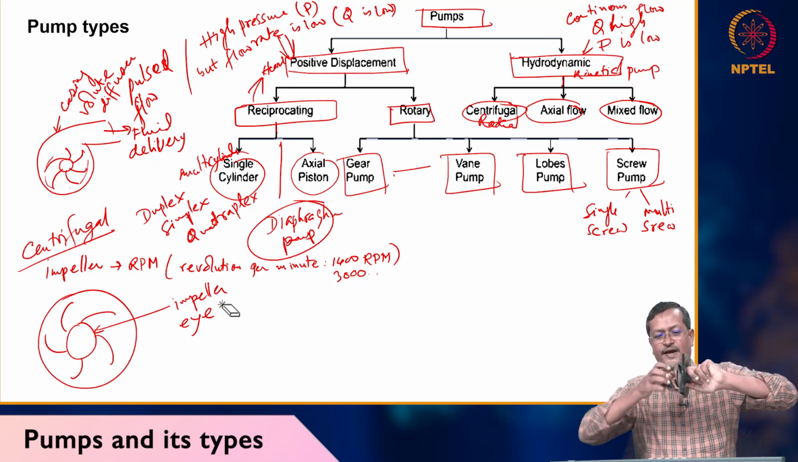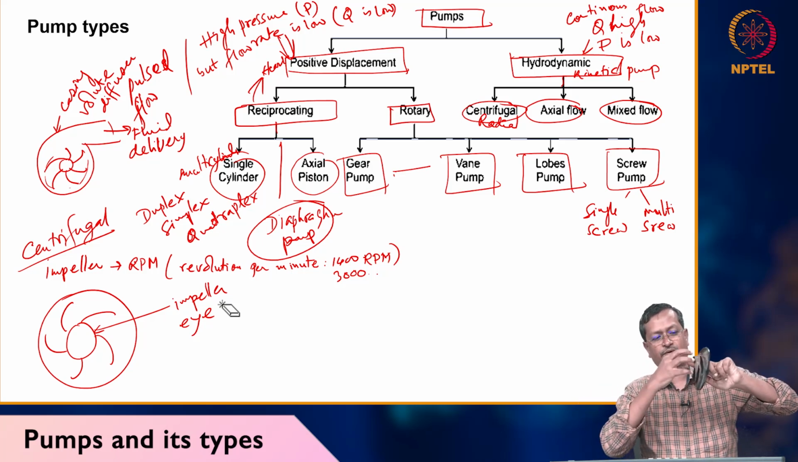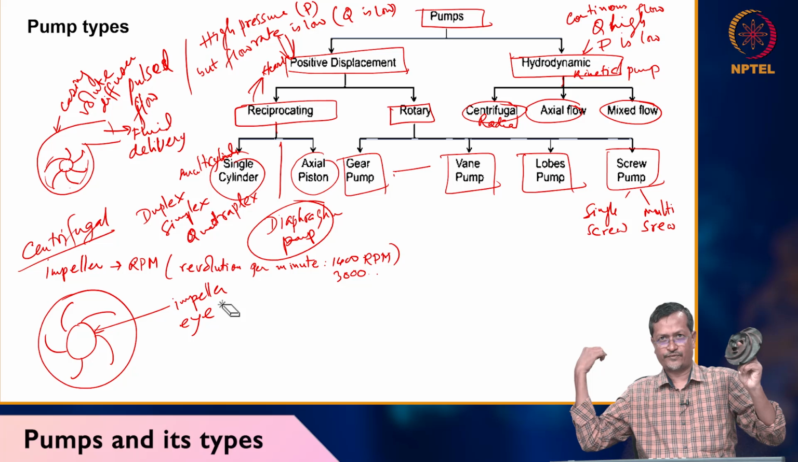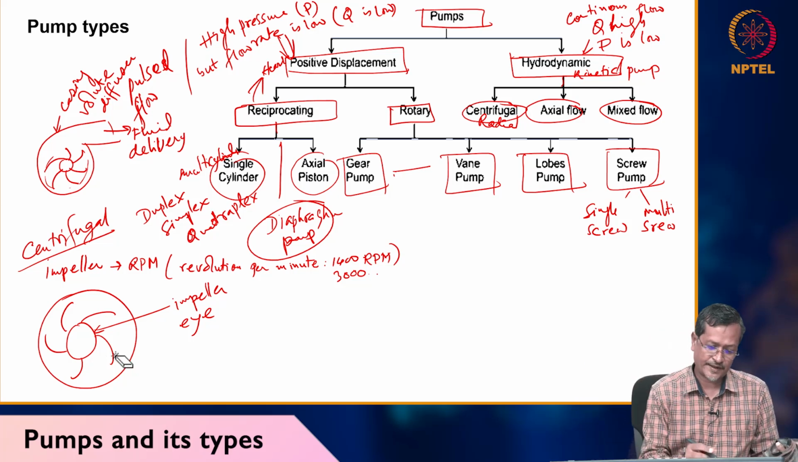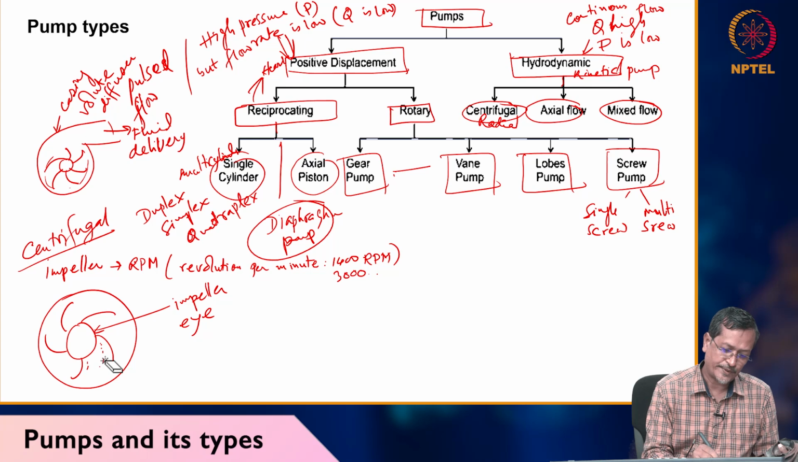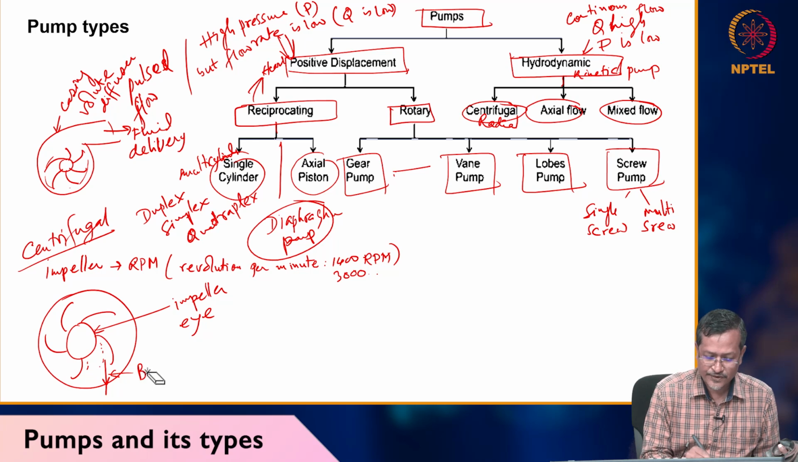The motor will be rotating this impeller at very high speed. When it is rotating at very high speed, if this area is filled with liquid, maybe water, then at very high speed that water will try to go out of the impeller, because of centrifugal force. Water will be going out.